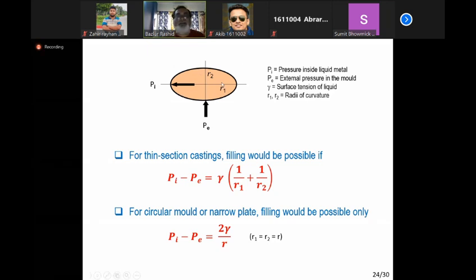Just consider this one. If it is circular, we have R1 and R2, and these two are equal, so we have a general R. Okay, sir, I think I have got it. We are considering the geometrical bend plus the bend of the liquid flow itself. Yes. Okay, now I understood.